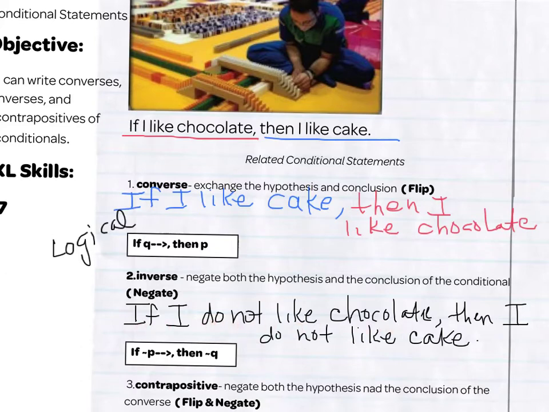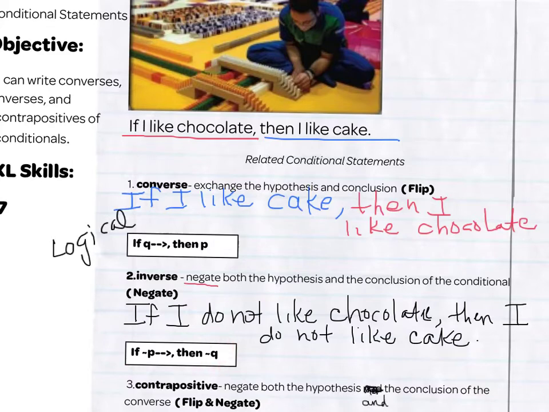Remember, negating is just when you make something its opposite. So if something is, then it becomes not. If something is not, then it becomes is. The logical equivalent for the inverse is: if tilde P, which is not P, then tilde Q, which is not Q.